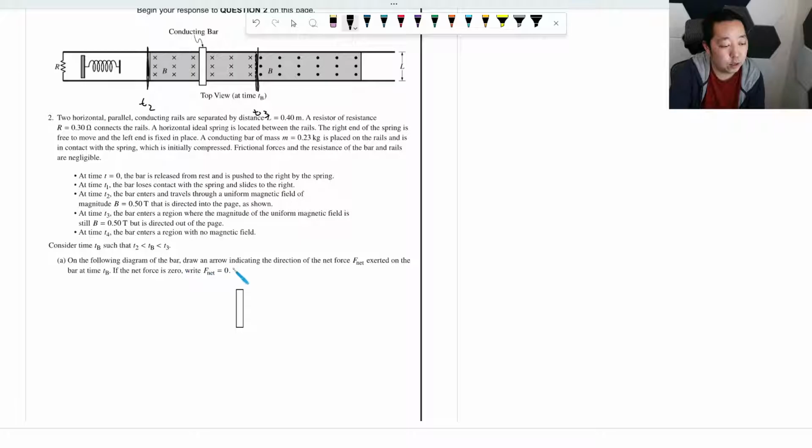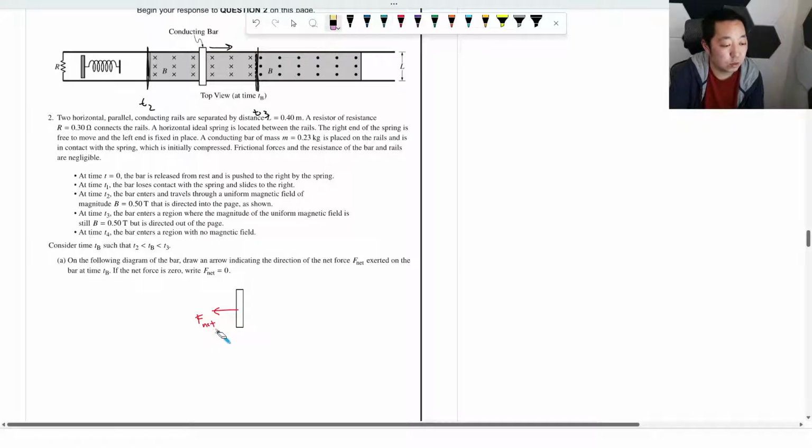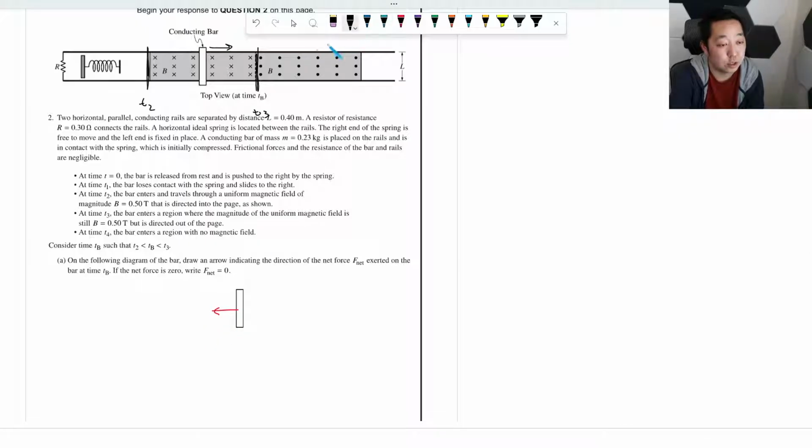On the following diagram of the bar, draw an arrow indicating the direction of the net force exerted on the bar at time tB. If the net force is 0, write F net is 0. Okay, so basically, if it's moving to the right, you're going to get a repelling force that's going to go to the left here. You can reason that out if you want, or you could just draw a single arrow. It's not going to help it move. It's going to induce a magnetic field that's going to oppose.